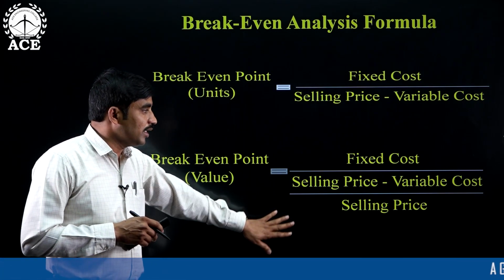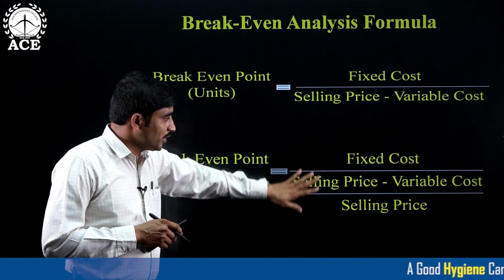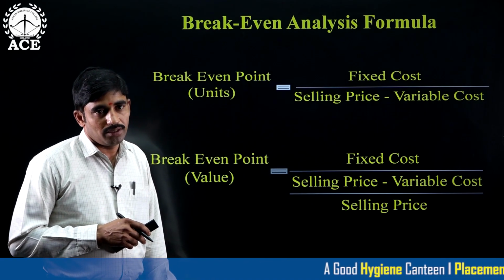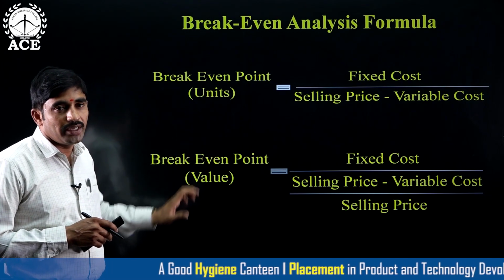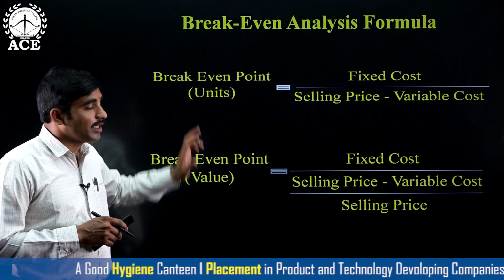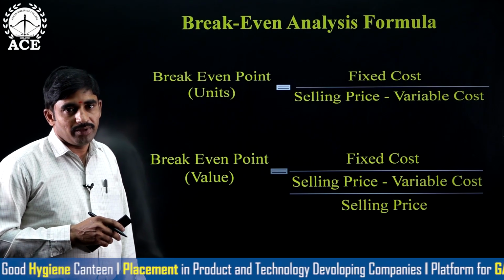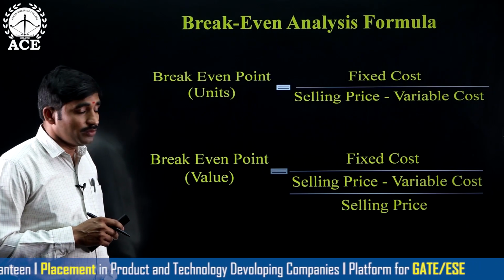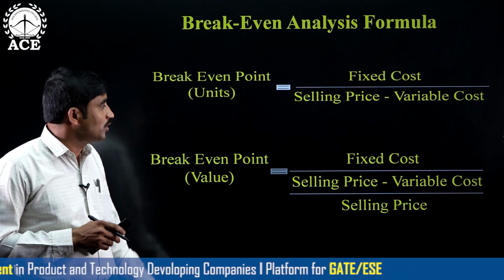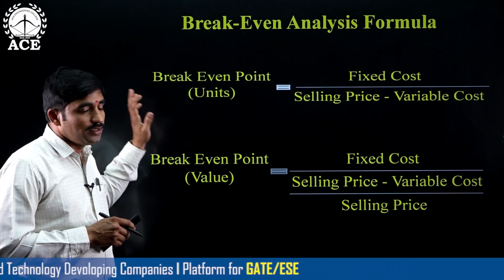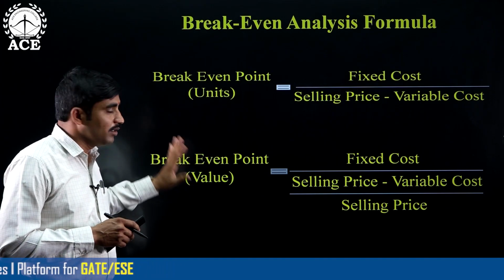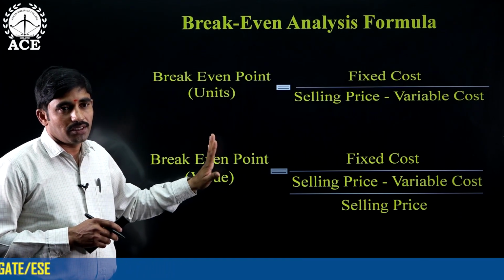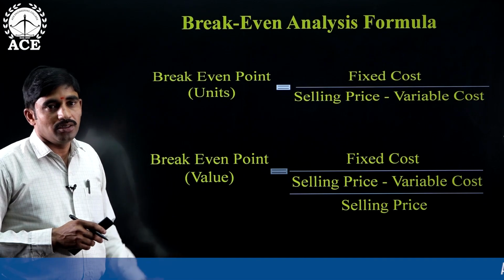It is also calculated by using the formula fixed cost by PV ratio. These two formulas, these two techniques, are very important at the time of determining the break-even point. If business people are able to determine these two values, break-even point in units and value, then automatically they can avoid the losses.